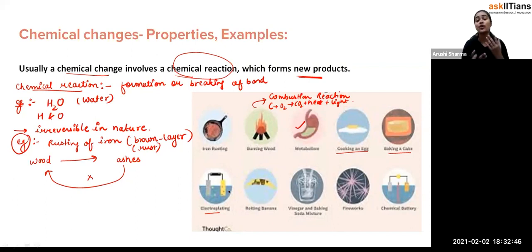Rotting bananas, obviously student, whenever there is any fruit and it is rotting, not only fruit, if you are having chapati, vegetable, or something else, the eatables which have rotted, you can't use them again. So that's how it is also a chemical change. For example, if I give you one example, you will say, ma'am, what are you going to tell us, but don't worry.